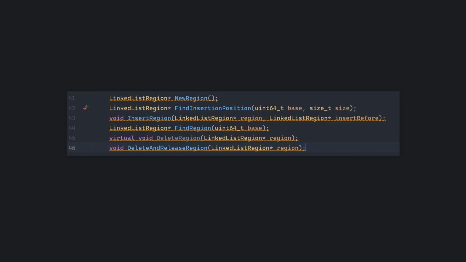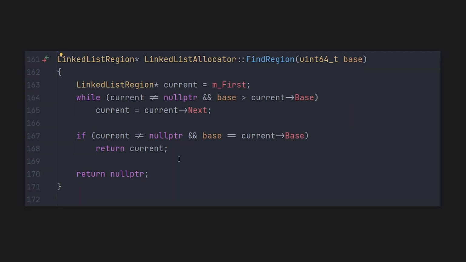Now let's take care of the linked list related functions. Find region is used to search for a region that has a specific base address. The implementation is pretty straightforward. We start from the first element and iterate through the elements in the list by navigating from an element to the next. We iterate while the address we are searching for is larger than the current region's base address. Finally, we verify if the base we are searching for is equal to the base of the region, since we are looking for an exact match, and return the region.